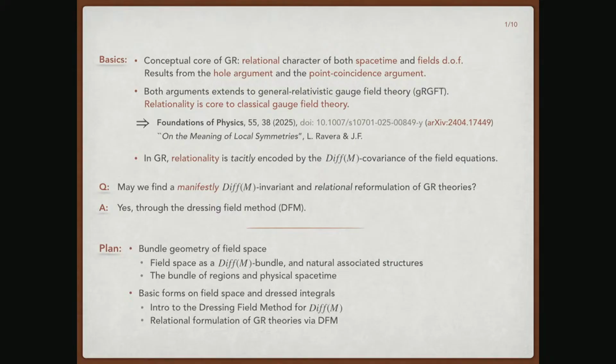Some naturally associated structure. Things, no problem. And I will describe something that is not often discussed, which is what we call the associated bundle of region. Then we will try to see how we can realize basic form and what we call dressed integral through the dressing field method, and then show you how it is generically applied in that context, how it allows us to reformulate general relativistic theories in a completely invariant and relational way.